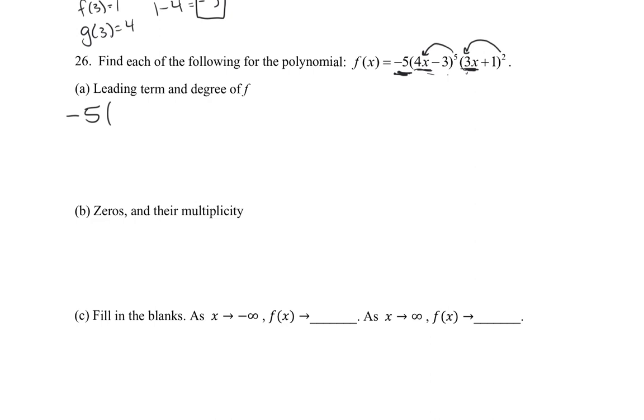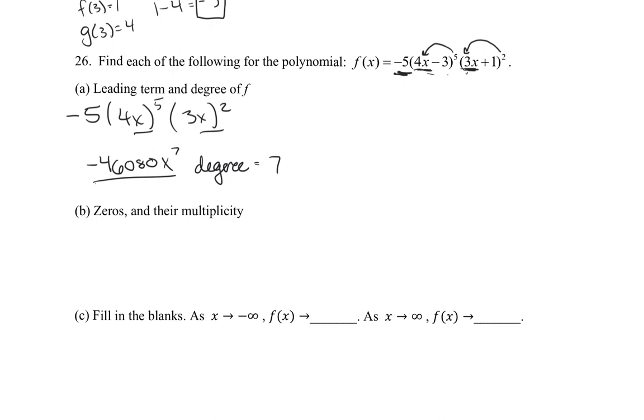So if I write out negative 5 times 4x to the 5th times 3x squared, that is a total of 7 x's. Then I can put the rest in my calculator: negative 5 times 4 to the 5th times 3 squared, and that will be negative 46,080. So this is our leading term here, and the degree is equal to 7.